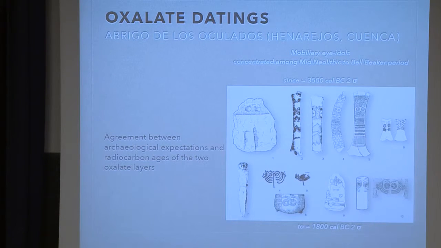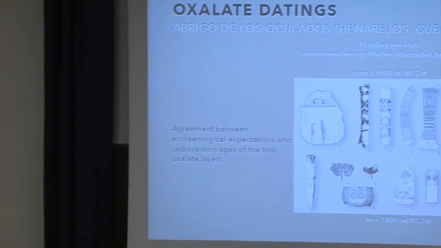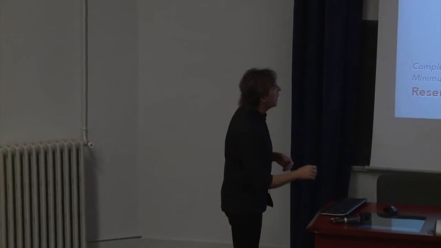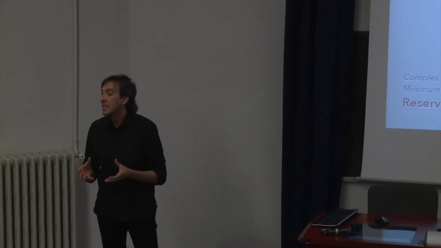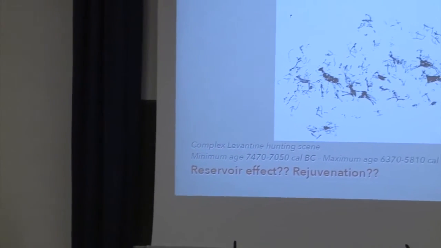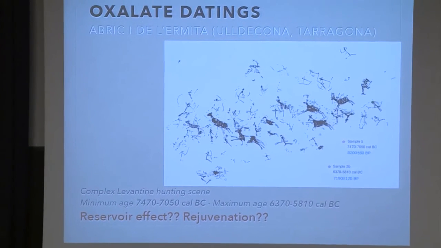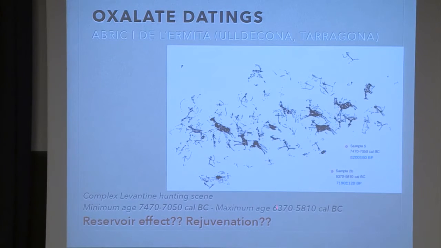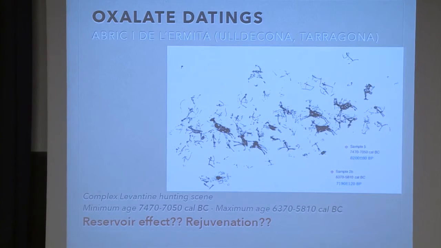So we can suggest that this method is reliable enough to produce a minimum and a maximum age that could help us to identify the chronological framework of the paintings that we are trying to date. We have done more or less the same in another site with Levantine art, and the ages that we have gotten, which are here, are again older than Neolithic. One of them is the minimum, and the other is the maximum.